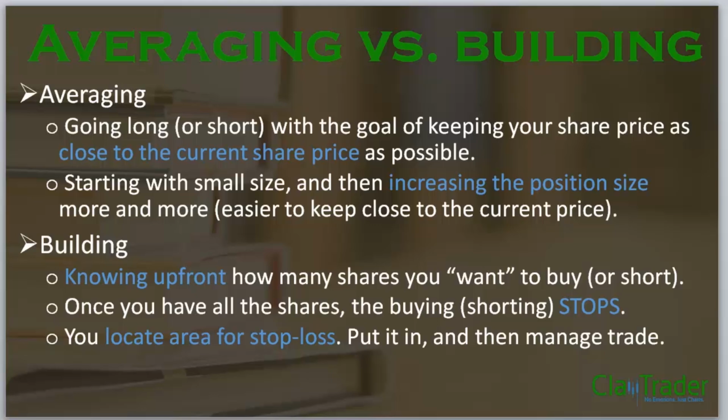So let's just say I want 500 shares. As soon as I get 500, I'm done. At that point, I locate an area for a stop loss. I put my stop loss in, and then I manage the trade. The minute I say, you know what, I want 500, then all of a sudden, well, I want 600, I want 800, that is averaging, and that's not what you want to do. So with building, you know up front how many you want. You get to that spot, then locate a spot and put in a stop loss.